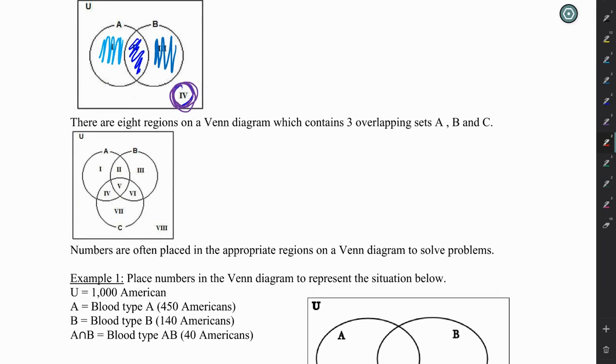If we have 3 overlapping sets in our Venn diagram, then we have 8 regions. We have only A, we have only B, we have only C, we have A and C, we have A and B, we have B and C, we have all 3, and then lastly, we have the outside, which is none of the 3.